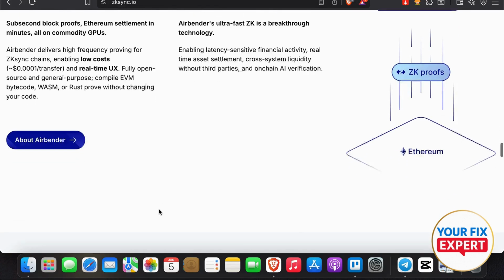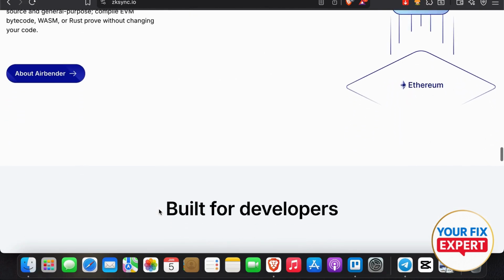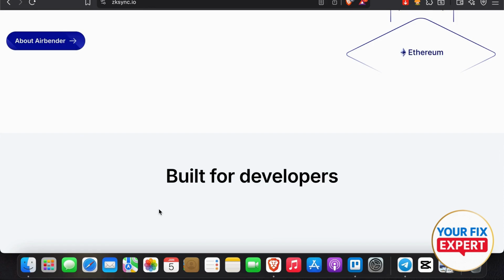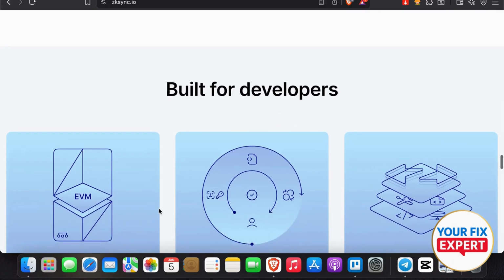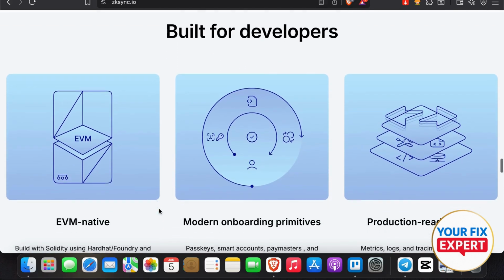In essence, ZkSync is a major effort to scale Ethereum for mass adoption, offering a secure, fast, and cost-effective way to interact with the blockchain ecosystem.